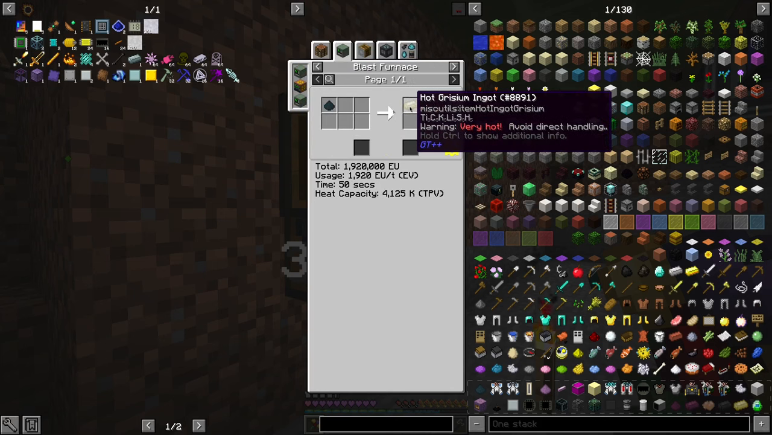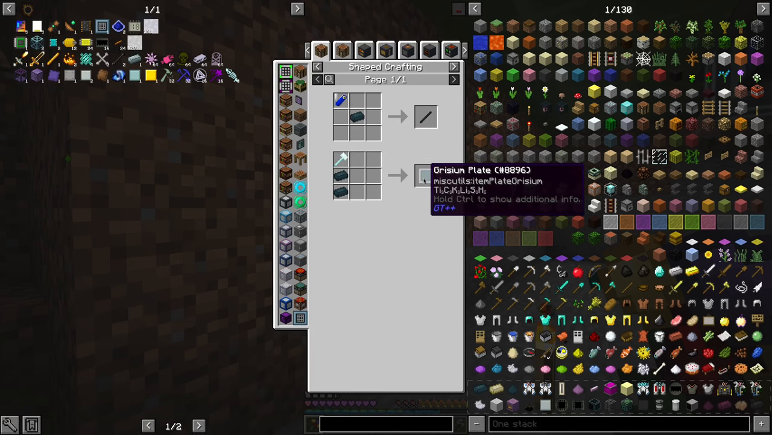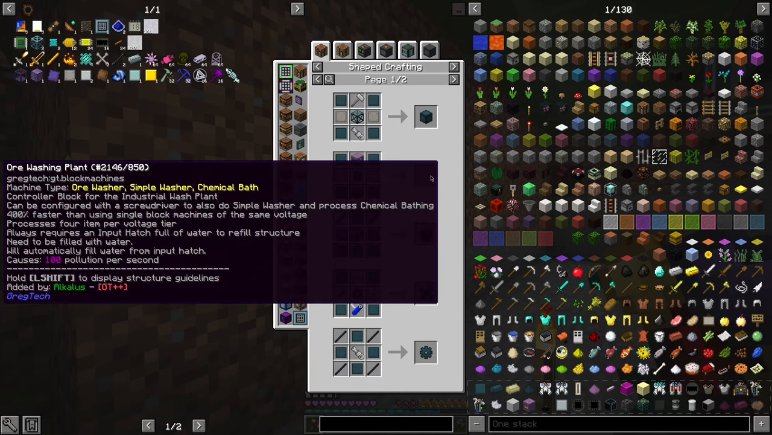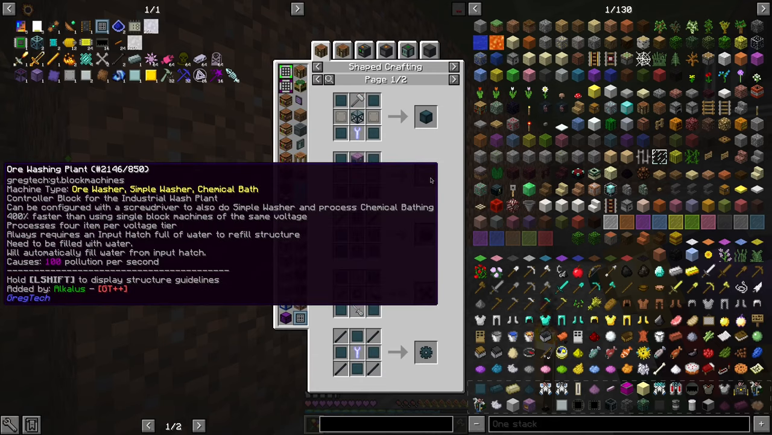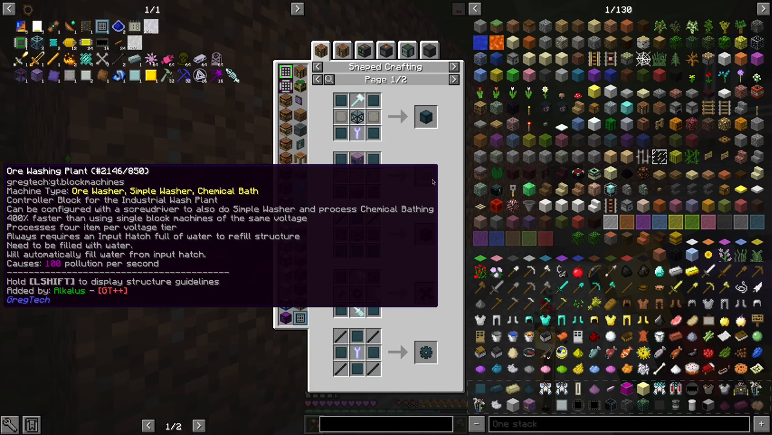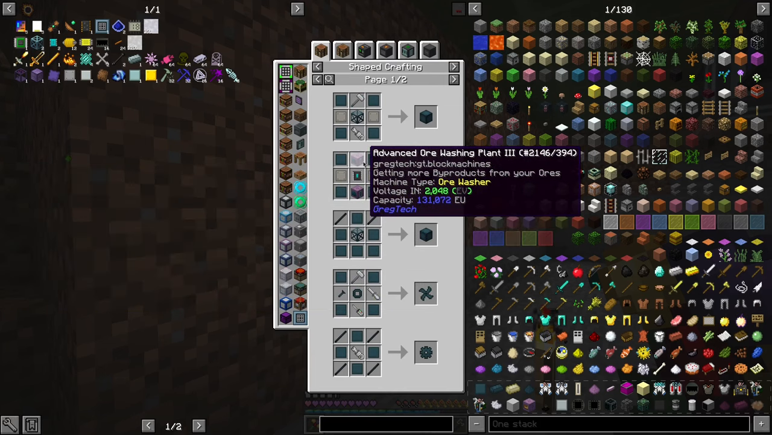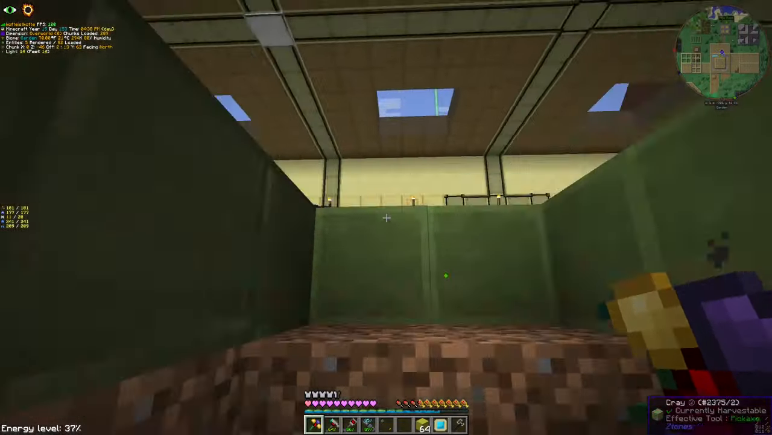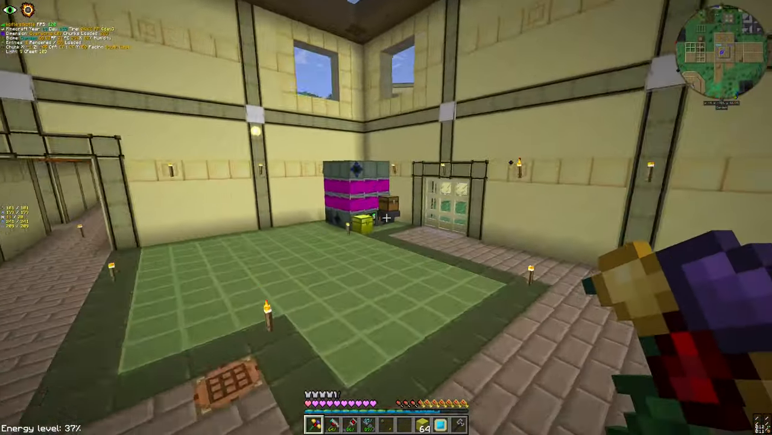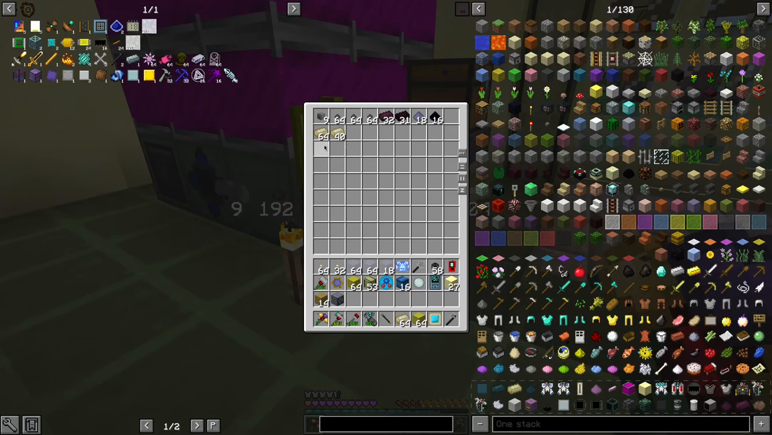By the way, why we want this is because the plate is used for ore washing plants. And you know what? I don't have an actually good ore washing plant. And it's also a chemical plant too. So I need to make two of this guy. Oh, nice. Nice, nice. So yeah, that's also a thing that I need to make and need to cook.